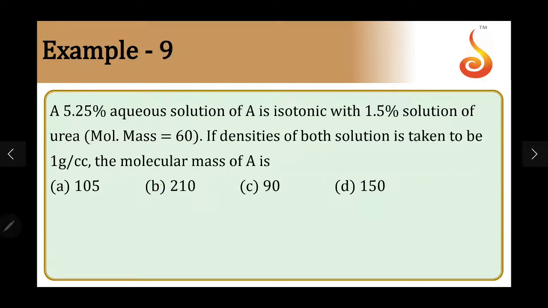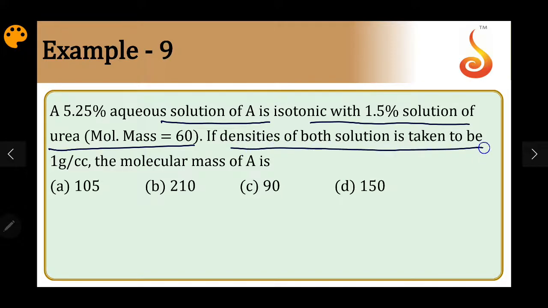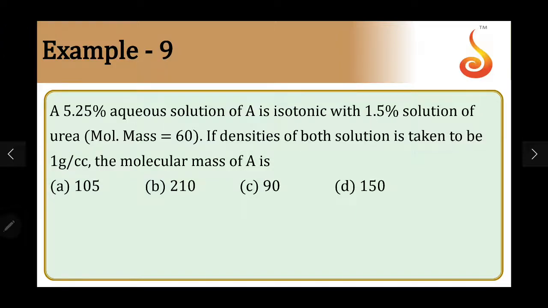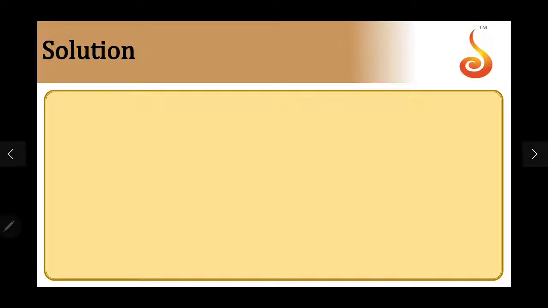Example 9. A 5.25% aqueous solution of A is isotonic with a 1.5% solution of urea, and if the density of both solutions is taken to be 1 gram per cc, what is the molecular mass of A? So it is an isotonic solution. So isotonic means osmotic pressure should be the same.